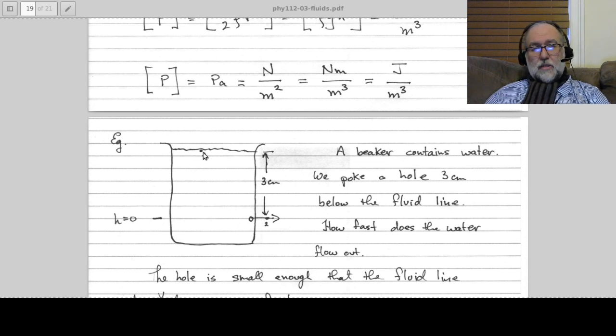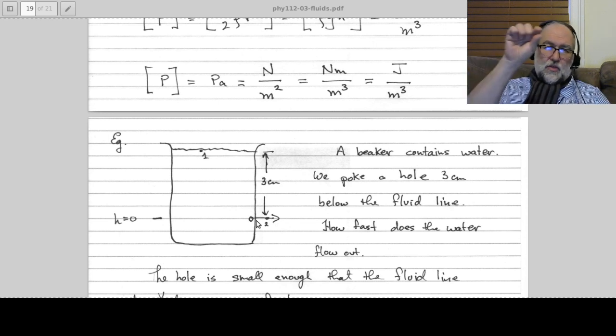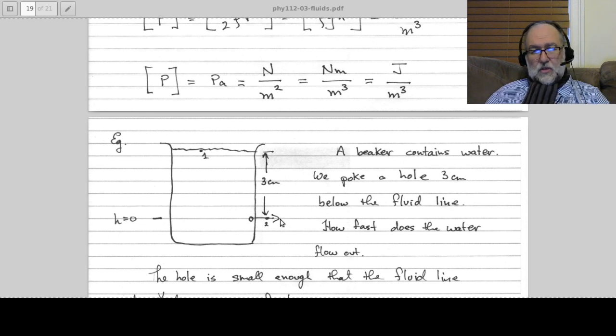So over here in this beaker, we're going to take the two points as point number one, where we have all the information we need to calculate that energy density, and the other point is going to be point number two, right in the middle of the stream when it's exiting the beaker. I didn't draw it here, it's kind of hard to draw, but imagine there's a little stream flowing out, and of course it'll bend down because of gravity. Right in the middle of that flowing water, we're going to put point number two. So point number one and point number two have to have the same total energy density by Bernoulli's principle. Because we need rho gh, we have to choose an h equals zero. We're going to choose h equals zero right here at the level of point number two. So point number one is at an h of 3 centimeters.